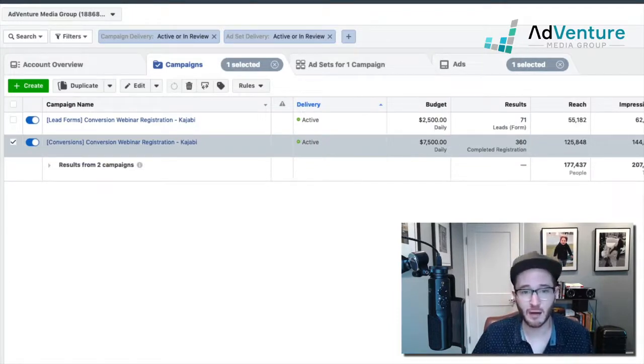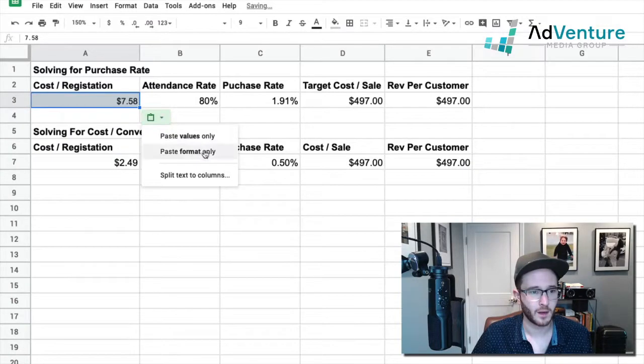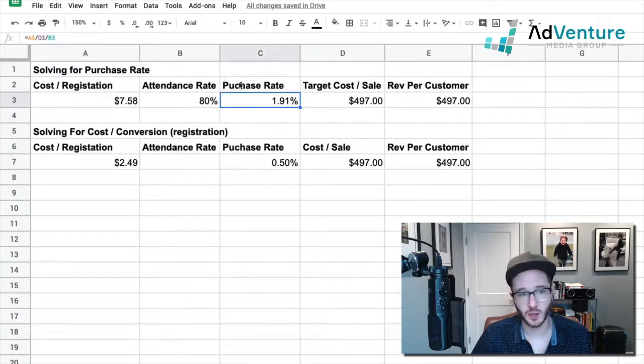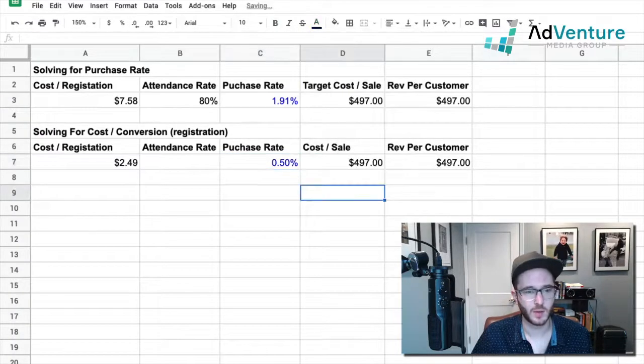The Facebook campaigns are now getting a very fair amount of registrations at $7.58. That's almost 3 times less than it was, 2.5 times less than it was. So I could just copy that number. I can go back into my template, and now my cost per registration is $7.58. And that means I would need a 1.91% purchase rate. See this piece updated right here. We can make this blue to show that it's a formula.